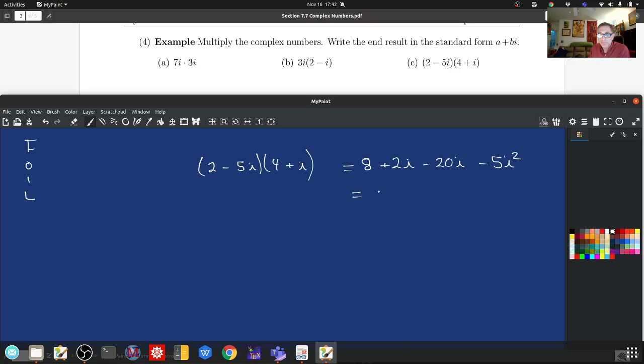So that's 8. 2i minus 20i is minus 18i. And minus 5 times i squared is minus 5 times minus 1. So i squared is a real number. So that's 8. Minus 5 times minus 1 is plus 5. Minus 18i. And this gets me 13 minus 18i. So there's one method.